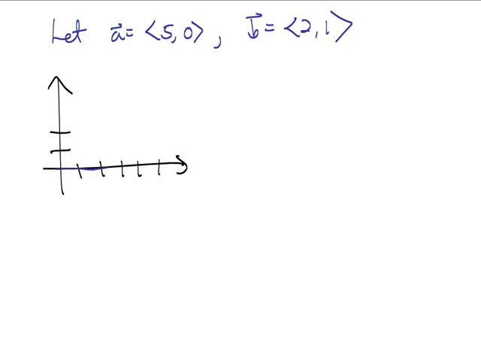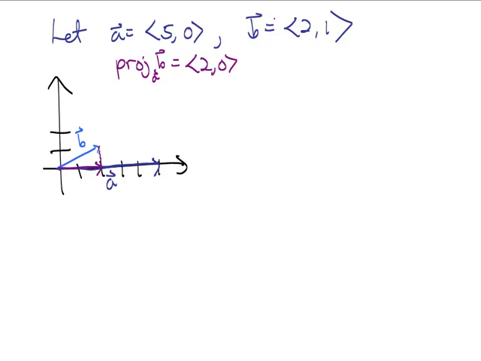So here's my vector A, 5 in the x direction, 0 in the y direction, or 5 in the i direction, 0 in the j direction if you like. B is the vector that goes over 2 and up 1. So here's the vector B. Now we can see clearly what the projection of B onto A is going to be. We drop this straight down, we're going to hit right there. So we can see just by looking at the picture that the projection of B onto A is going to be the vector 2, 0.